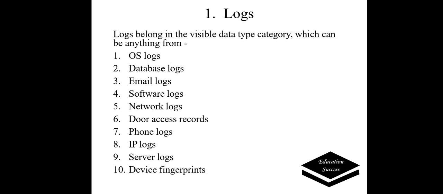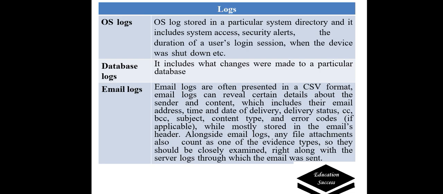Log belongs in the visible data type category, which can be anything from OS logs, database logs, email logs, software log, network log, door access records, phone log, IP log, server log, and device fingerprints. We will see one by one in detail. What do you mean by OS log? It includes the OS log stored in a particular system directory, and it includes system access, security access, and the duration of the user's login session when the device was shut down.